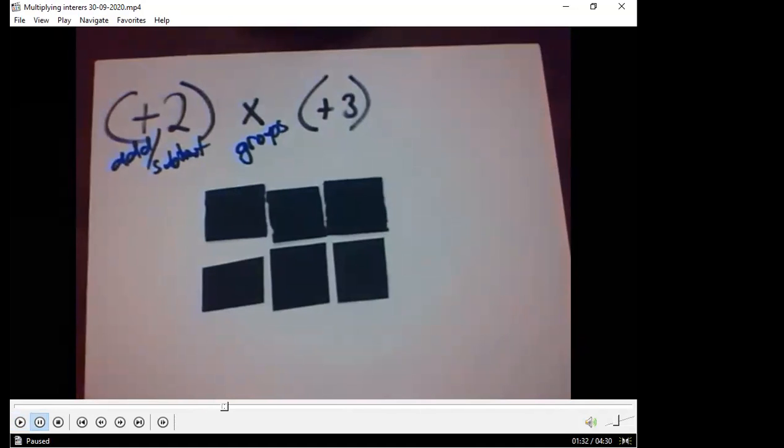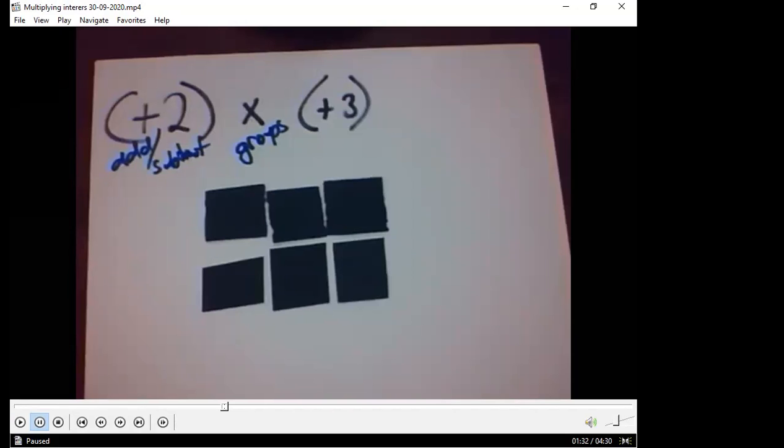So I have 1, 2. And each group consists of how many tiles? 3. 1, 2, 3. The positive is denoted by the black square. Now we have add 2 groups. When you count now, this is the first group and this is the second group. And in each group, I'm going to put 3. Then add 2 groups consists of positive 3.